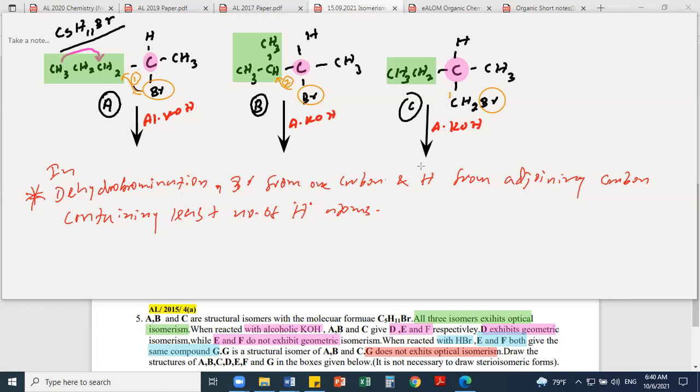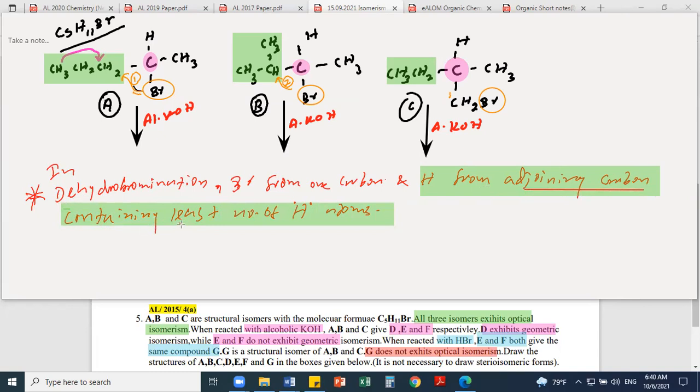Hydrogen from the adjoining carbon containing the least number of hydrogen. There are two conditions here. Adjoining carbon is one condition, and the second condition is the least number of hydrogen atoms. Is that clear?